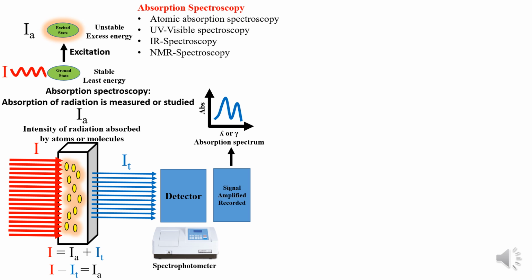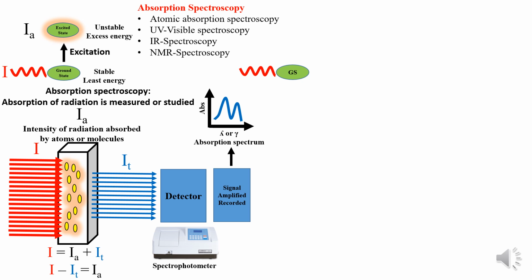So under absorption spectroscopy, you have got atomic absorption spectroscopy, UV visible spectroscopy, IR spectroscopy, and NMR spectroscopy. So that is about the absorption spectroscopy. Now moving on to the emission spectroscopy.